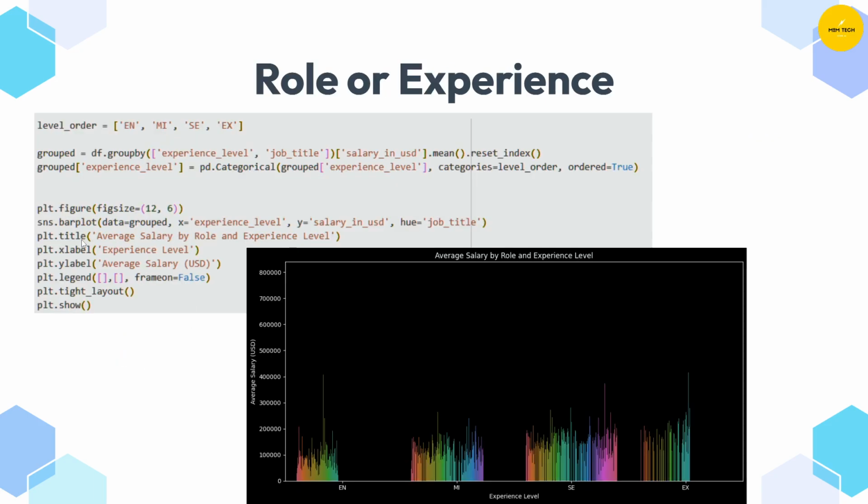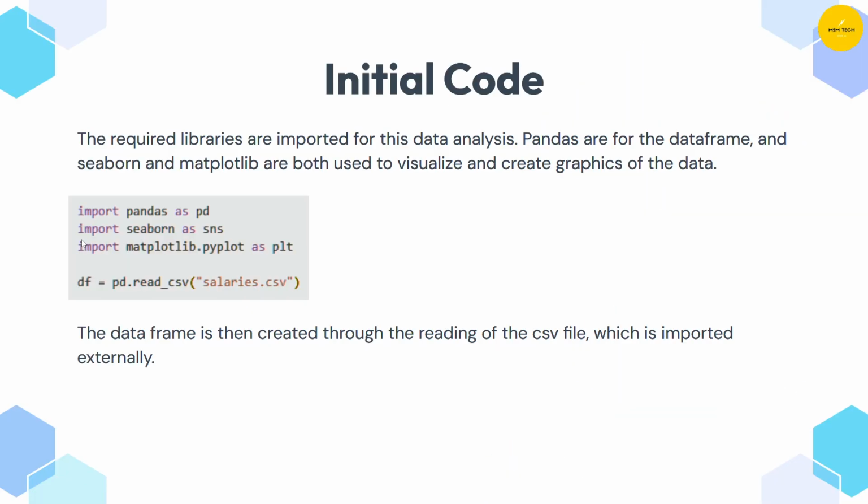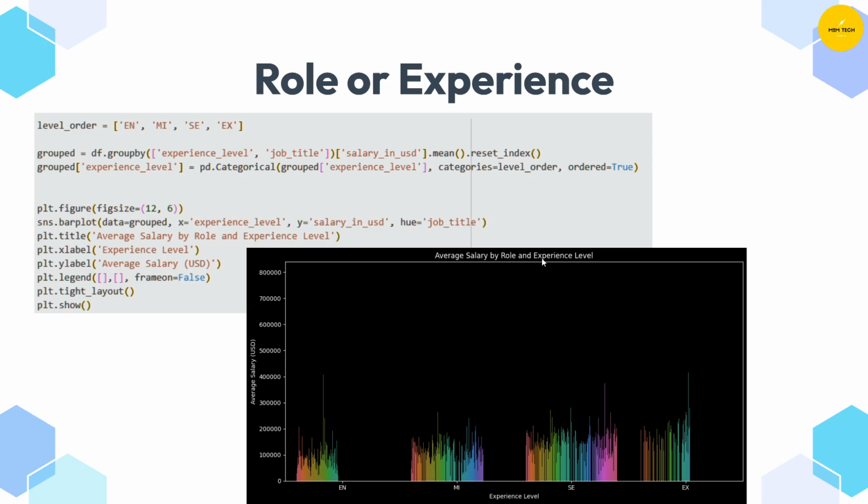Before we cover the factors, we're going to go over the initial code. To analyze this data, we first have to import some libraries. I imported 3 libraries: Pandas, Seaborn, and Matplotlib. These libraries are all used in specific ways. Pandas is used to gather the data from the CSV file, and Seaborn and Matplotlib are both used to visualize and create graphics of the data. As you can see here, the data frame is initialized by reading the CSV file that is listed.